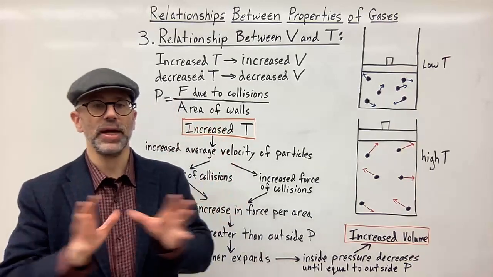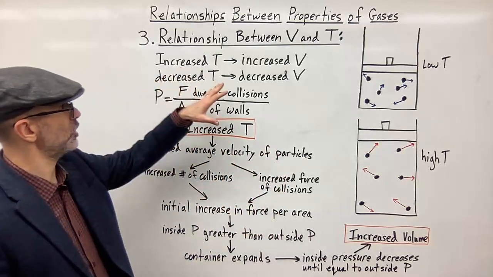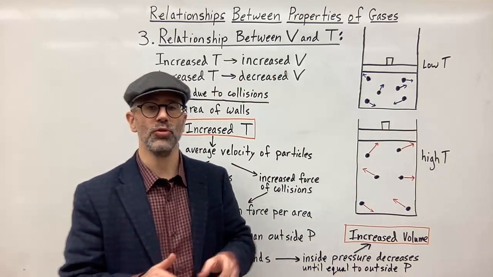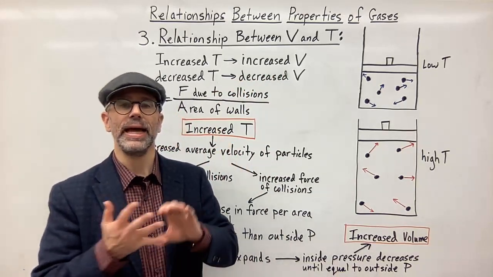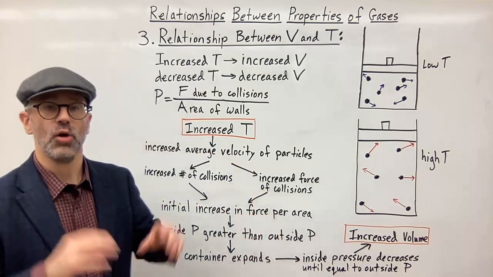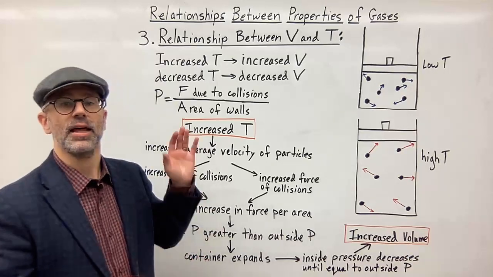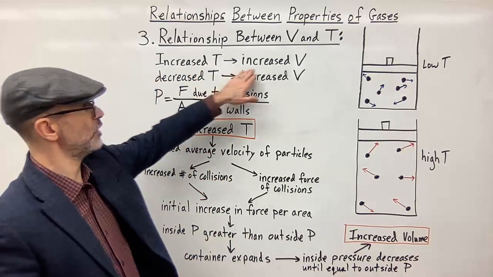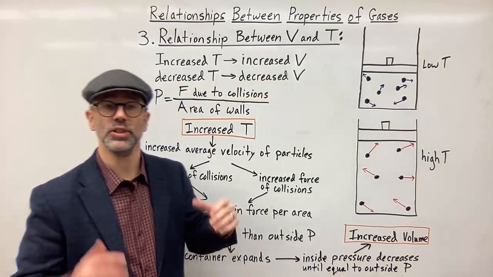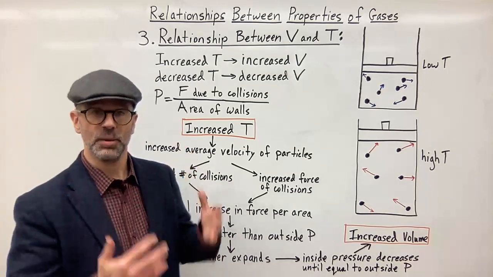So let me explain how this is going to work. We notice that when you increase temperature, volume is going to increase. Again, this relationship only holds if pressure is constant and the amount of gas is constant. Otherwise, this doesn't hold. If you increase temperature, then the volume is going to increase. If you decrease temperature, then the volume will decrease. So there is a direct relationship between temperature and volume.